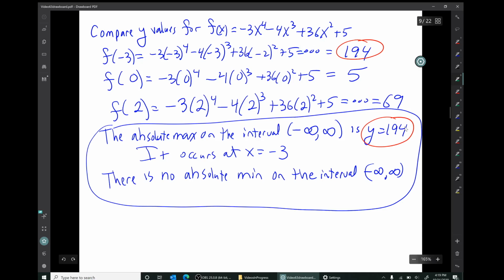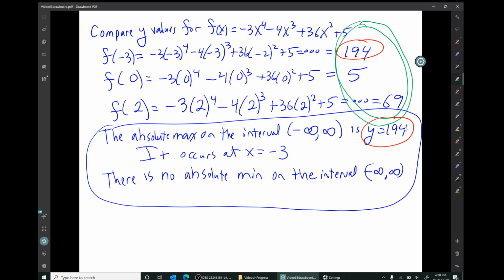Now, it's important to realize that this list of y values is just like the list of y values that we used in the previous video when we were looking for absolute maxes and absolute mins. When we were doing the closed interval method, we looked at lists of y values. We picked the greatest one on the list to be the absolute max, and we picked the least one on the list to be the absolute min.